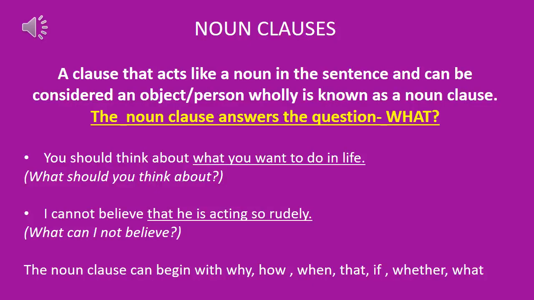Now we discuss noun clauses. A clause that acts like a noun is a noun clause. A clause that acts like a noun in the sentence and can be considered an object or a person wholly is known as a noun clause. Just like a clause which acts like an adjective is an adjective clause, a clause that acts like a noun is very simply a noun clause. The noun clause always answers the question what.